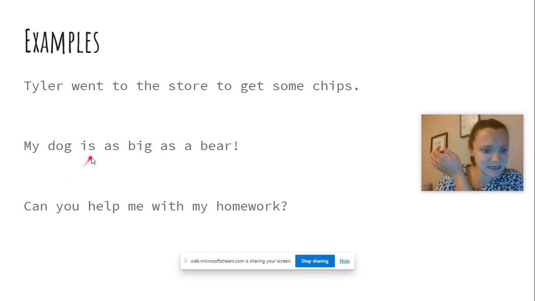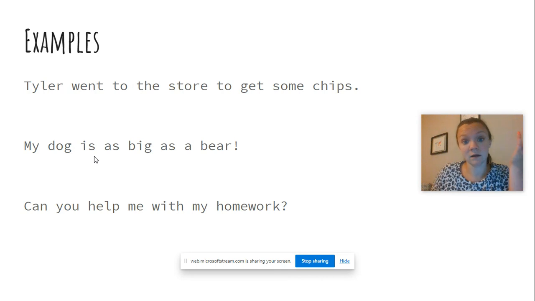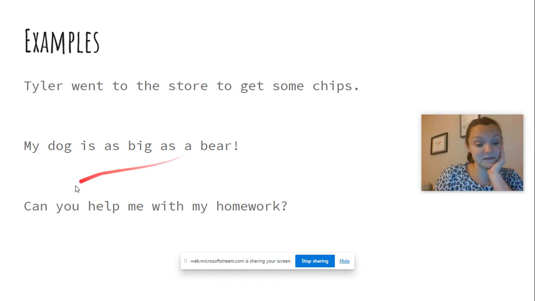Well, our dog didn't do anything, but it describes our dog. Good. My dog is as big as a bear. That's the predicate. That is what happened to our subject. We've looked at our dog and we thought, man, he is as big as a bear. Good. Now let's look at this last one.